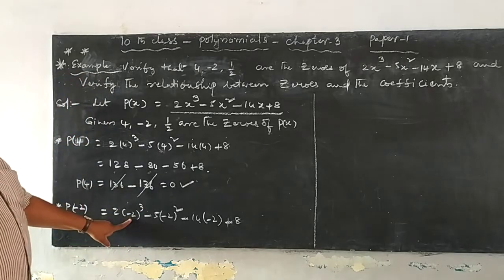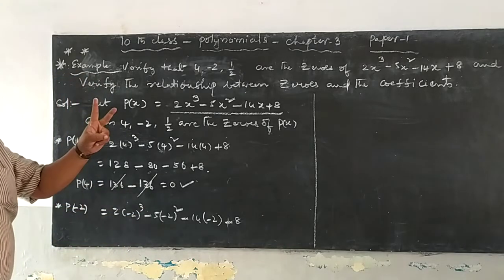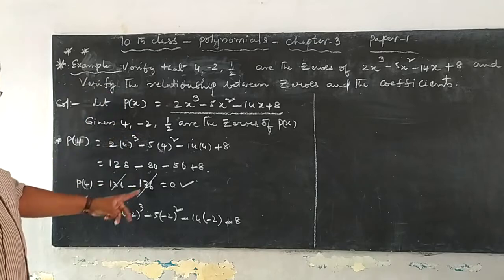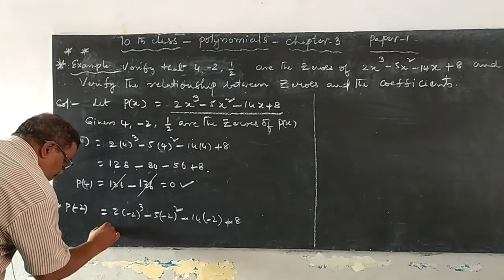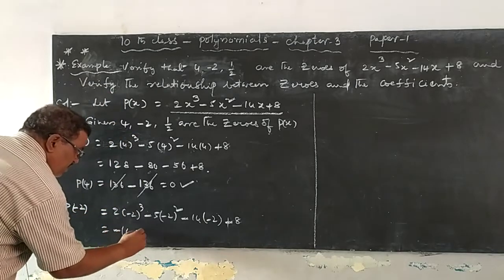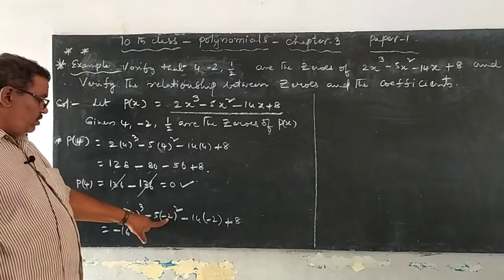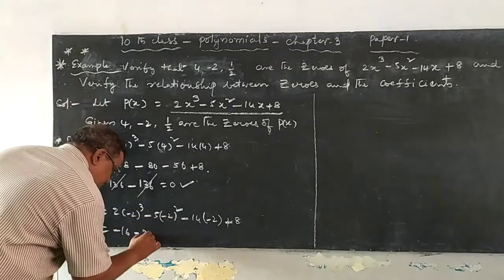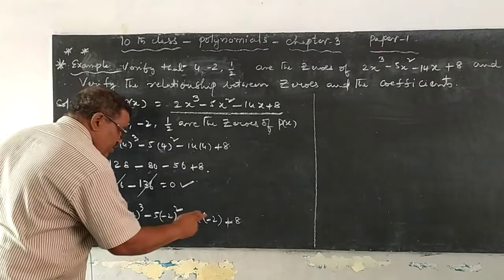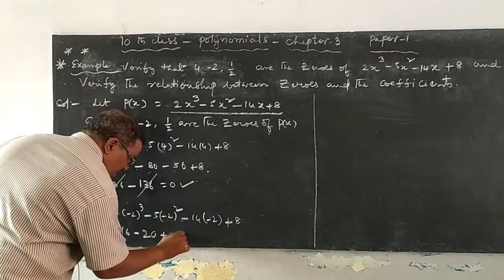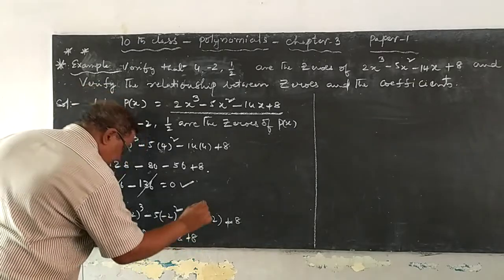Minus 2 whole cube value you know that. Minus 2 into minus 2 into minus 2, that is minus 8. Minus 8 into 2, it should be minus 16. Minus 2 whole square is 4. 4 into minus 5, that is minus 20. Minus into minus is plus, 14 twos are 28, plus 8.